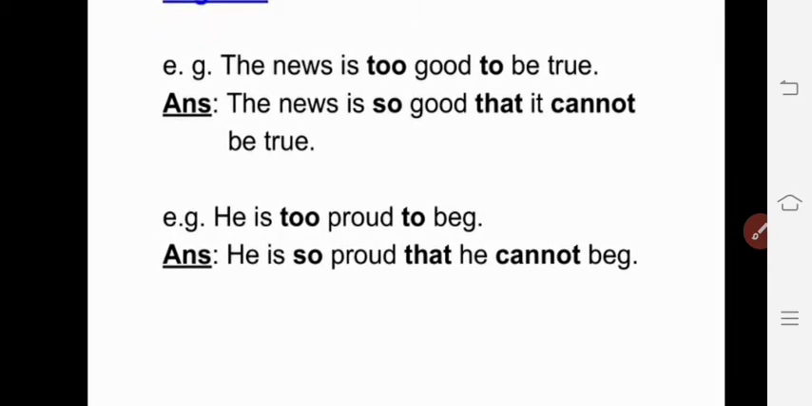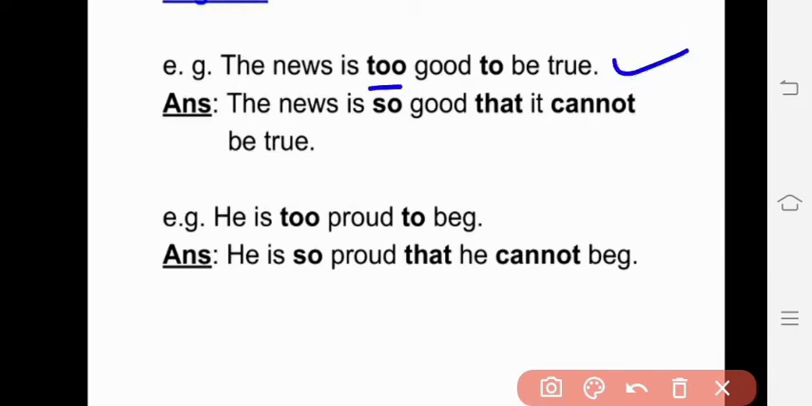The news is too good to be true. You can see here first, the news is too good to be true. There is not a single negative word given in the sentence, so it is called affirmative.